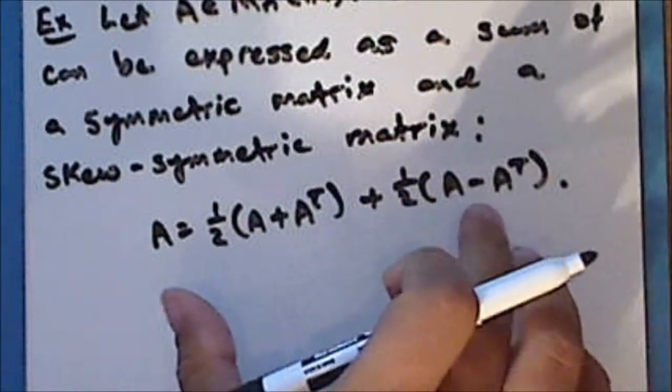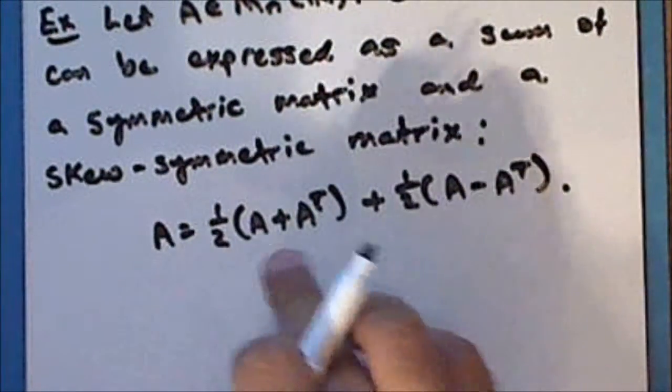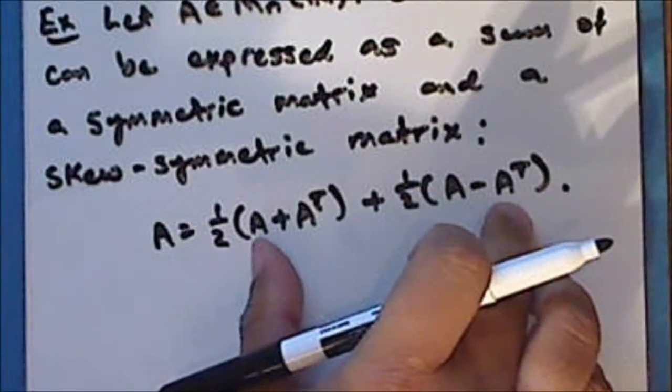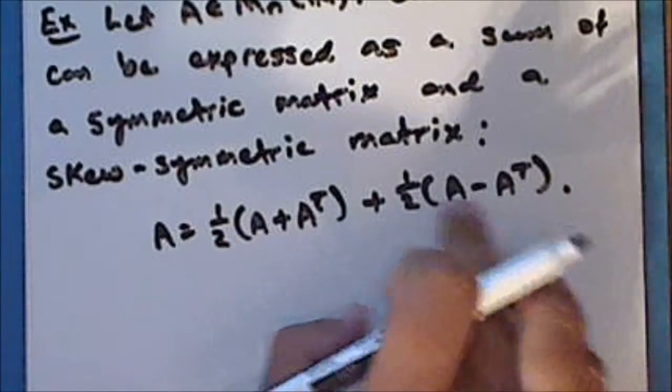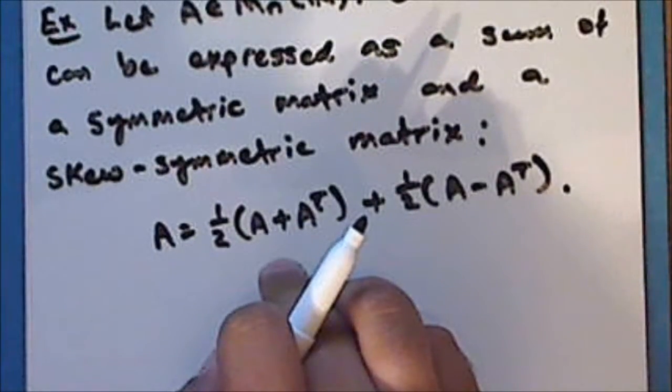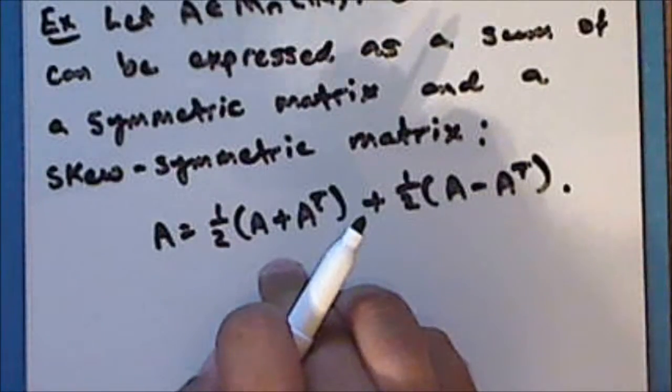That is, show that this sum is equal to A and that one of the two matrices, A plus A transpose or A minus A transpose, is symmetric, while the other is skew-symmetric.